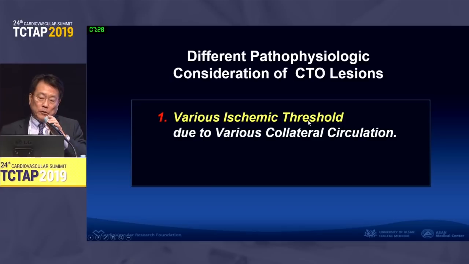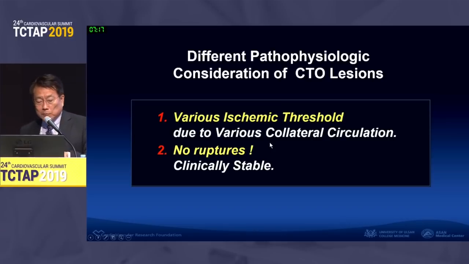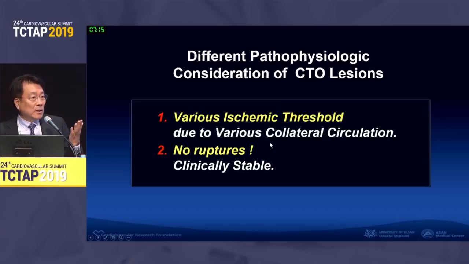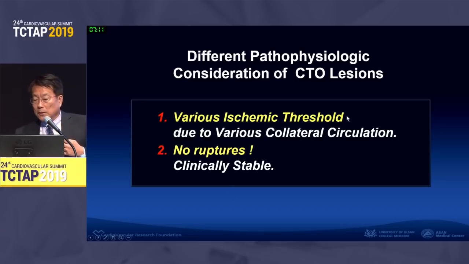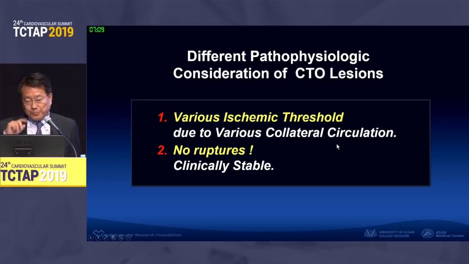CTO, the pathophysiological concern, I think, is a little bit different from 90%, 95% stenosis. There is variable ischemic burden due to various collateral circulation, and clinically, no ruptures during the follow-up period. And the meaning is, I just mentioned the FFR concern.